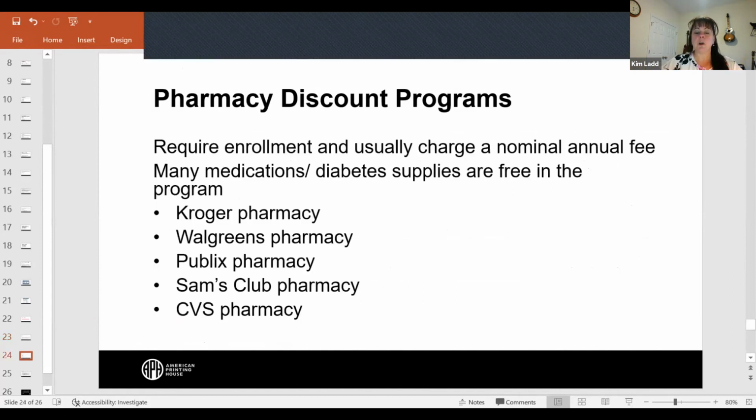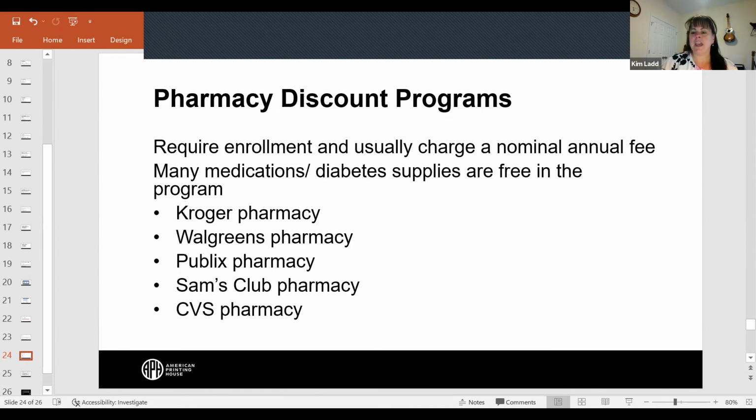There are also some pharmacies that have discount programs. These usually require enrollment, and they usually charge a nominal annual fee. However, many medications and diabetes supplies are free in this program. So I'll use my dad as an example. He has Medicare, but he does not have a Part D. He does not have prescription coverage with his Medicare plan. So he goes to Sam's Club Pharmacy.